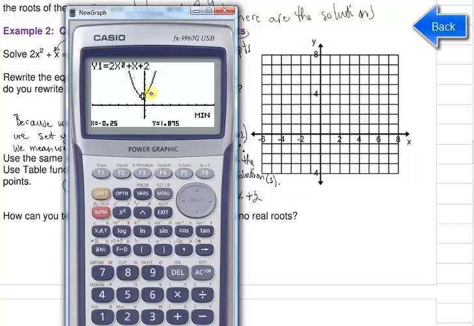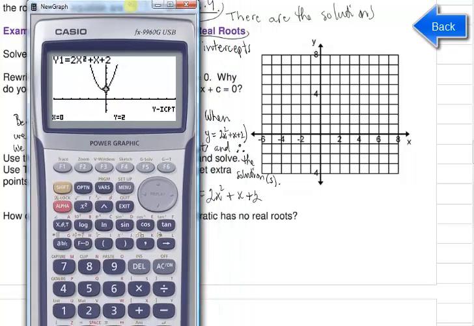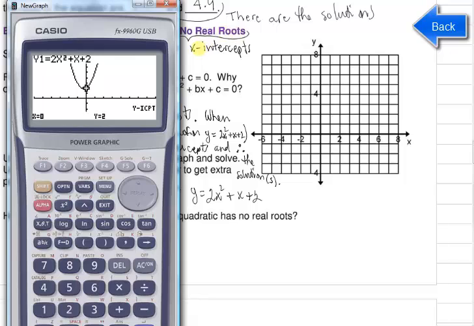We can get a y-intercept, so let's go back to our G-Solve, y-intercept at F4, and we have a y-intercept at 0 and 2. But if we go back to our graph, you can see that because the vertex is above the x-axis and our parabola opens up, it doesn't cross the x-axis, so we don't have any roots, right? No x-intercept, so we don't have any roots. And that's why when you have no real roots, you do not have any x-intercepts.